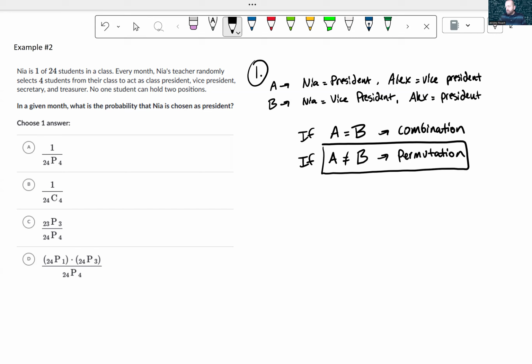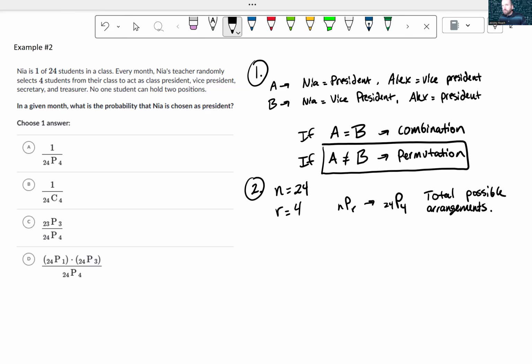All right, now let's identify n and r. There are 24 students in the class. n equals 24 and r equals 4. So now this is for nPr. This is 24P4, and this is how many total possible arrangements there are. That's our total possible arrangements.